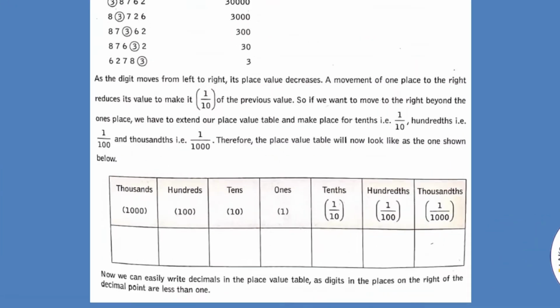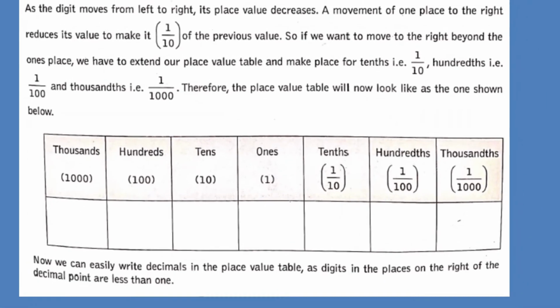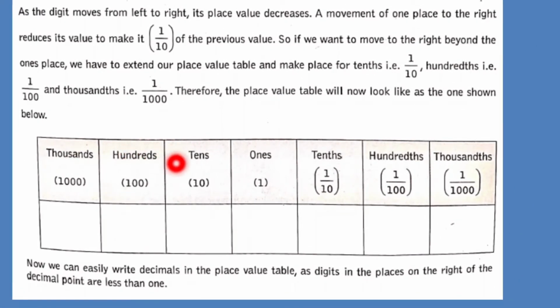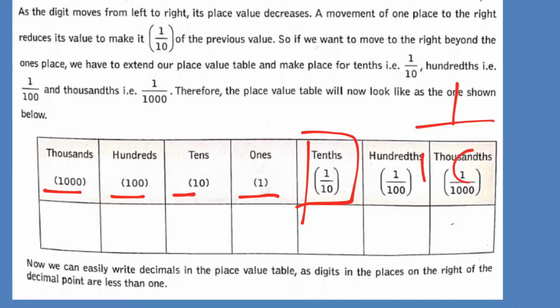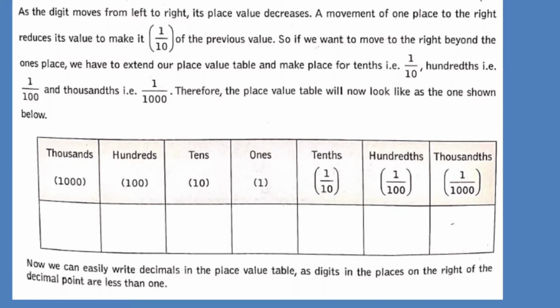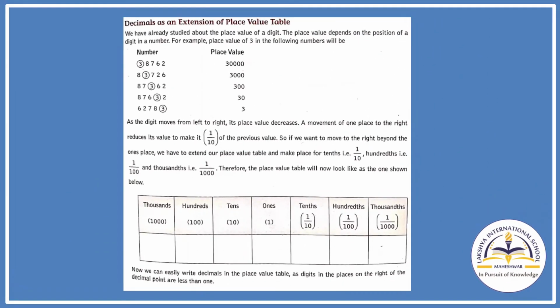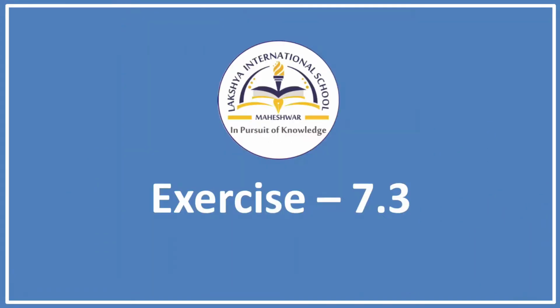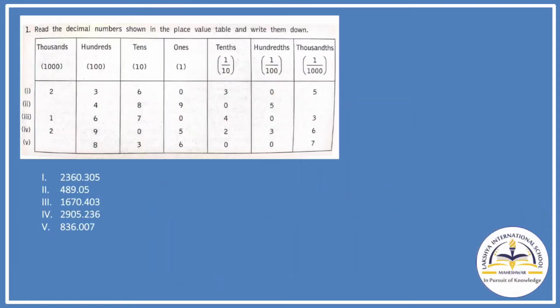Now how place value table is drawn, you can see thousands, hundreds, tens, ones, tenths, hundredths, thousandths. Now it is denoted here with 1000, 100, 10, 1, and tenth is denoted by 1 by 10, hundredth is denoted as 1 by 100, and thousandth is denoted as 1 by 1000. Now on the basis of this we will solve exercise number 7.3.